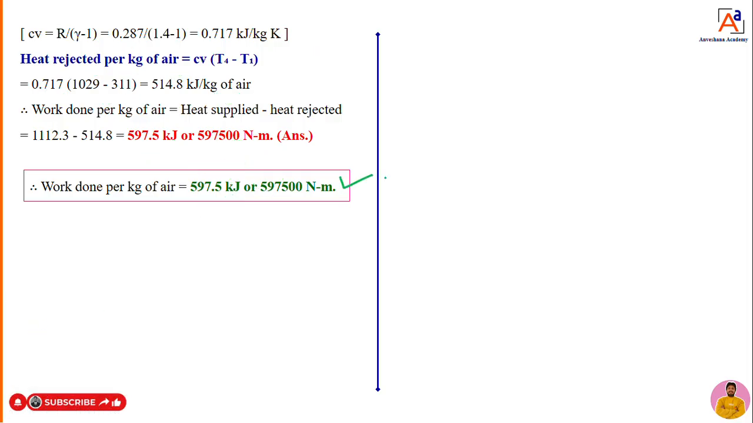This is the final answer, dear students. Hope you understood this problem. If you have any doubts, you can comment and you can contact me.